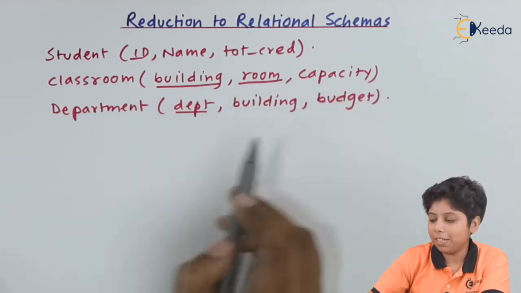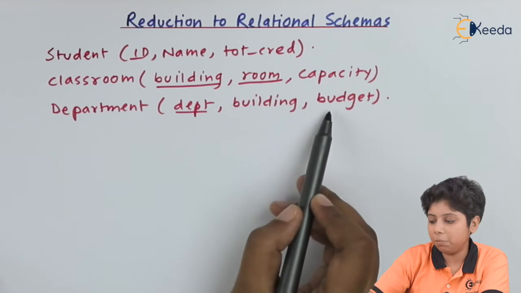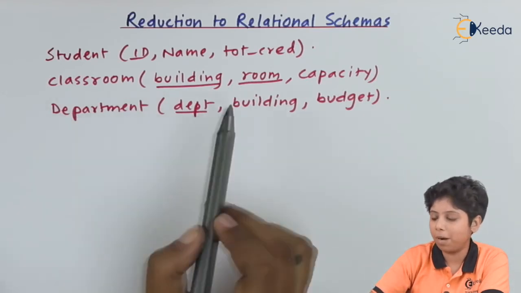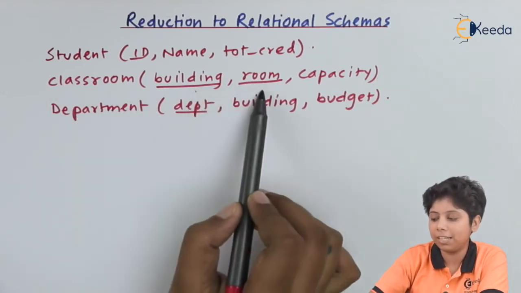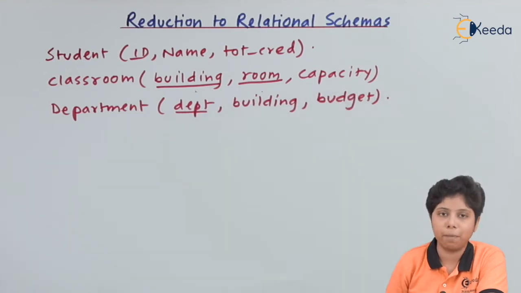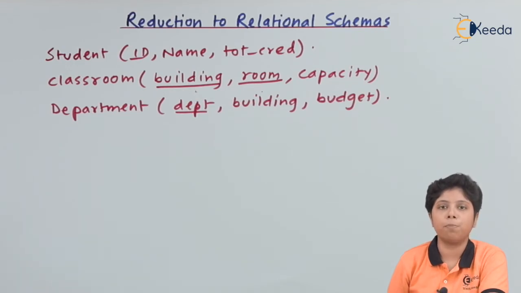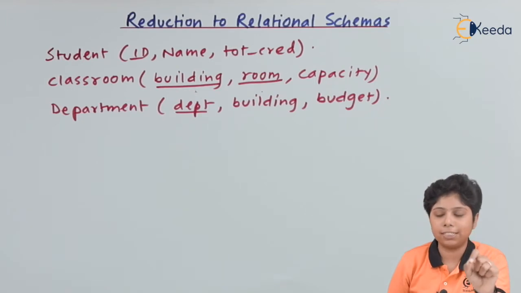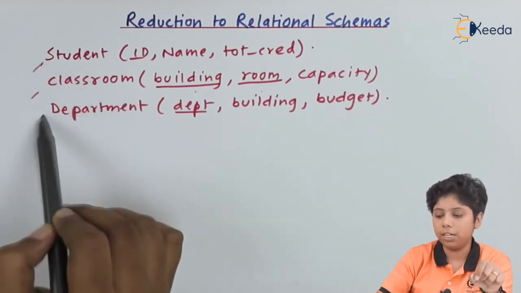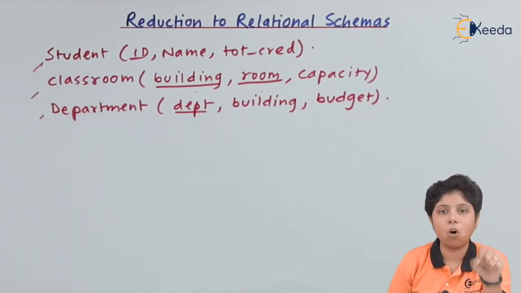Now the department has the department name, building and budget. The classroom has a primary key considering the building and the room number, and also the capacity. Now all of these are simple attributes, not composite ones. So when we are forming a strong entity set, that is a relation in the schema having only simple attributes, then we are actually making the simplest relational schema.